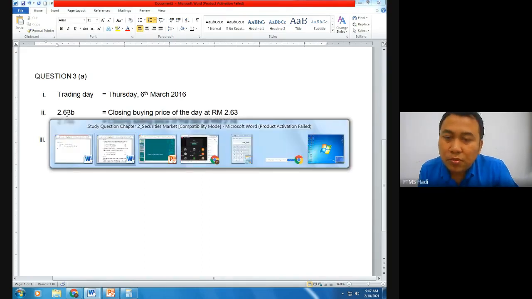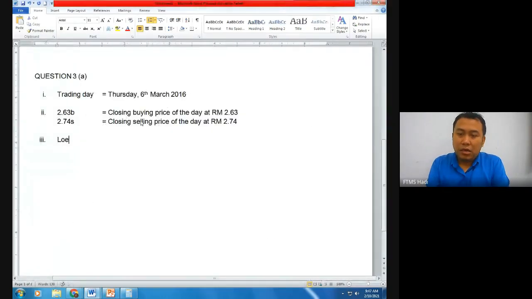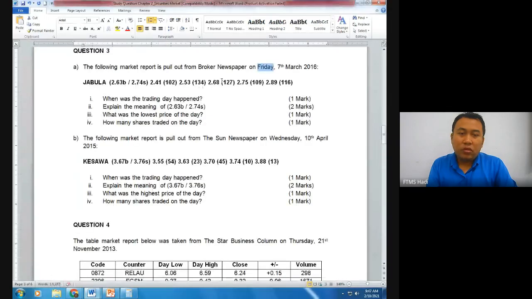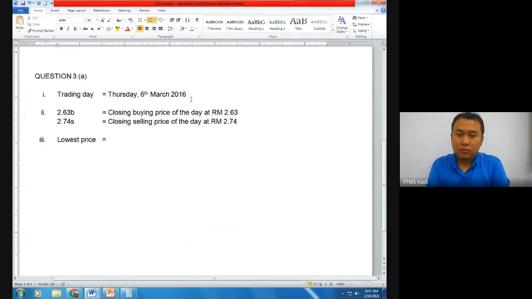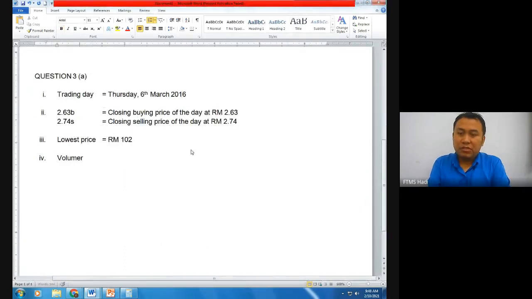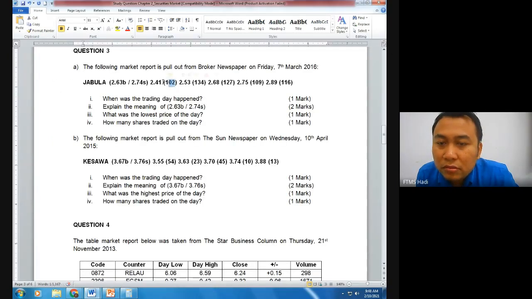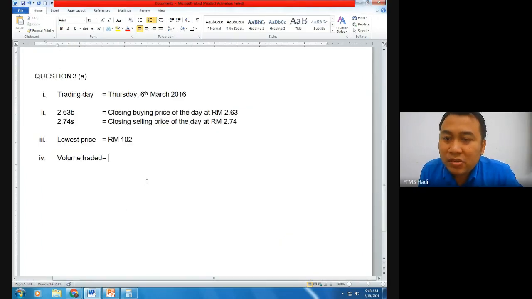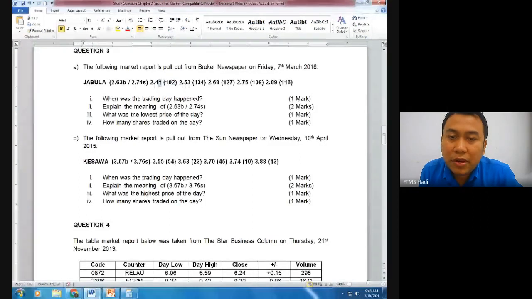The third one, what is the lowest price of the day? Lowest price is easy. Okay, look at those brackets and see which one is the lowest. 102, 134, 127, 109, and 116. Definitely the lowest one is 102. Okay, and the last part, how many shares traded on the day? Because we should bring to volume traded. I made a mistake, not 102. For lowest price, you need to look here. So again, this one, this one, this one, this one, and this one. This is the price. Inside here is volume traded. So the answer is 2.41. This is 2.41.